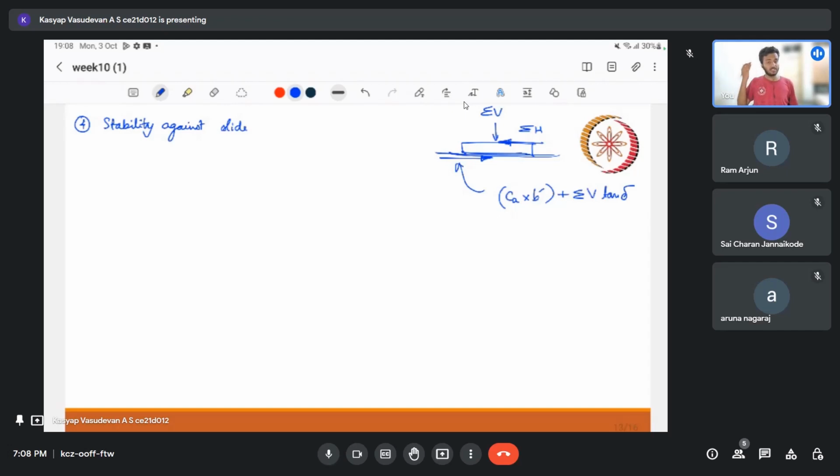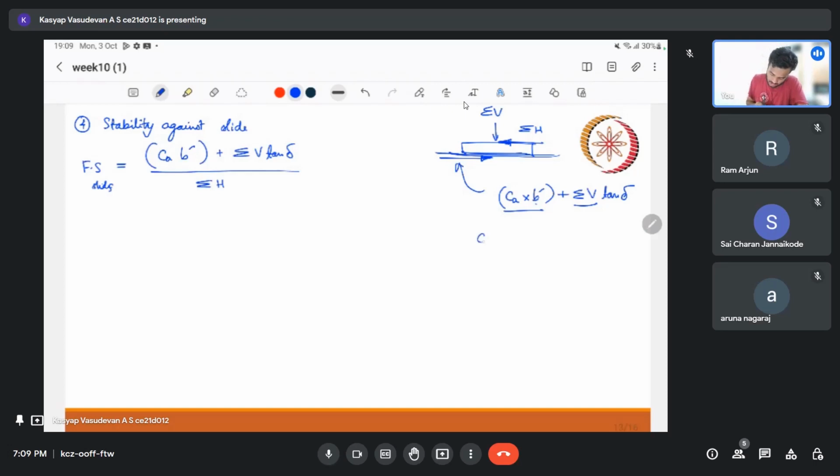I can write it in terms of stress. Here I am writing in terms of force. So in order to write in terms of force, I am writing it Ca into B. So this is a force, and this is already a force into tan delta. That is a frictional force resisting. So our factor of safety against sliding, I can write as Ca, that is adhesion, into B dash plus sigma V tan delta, divided by the driving force. This is a resisting force. Denominator we have driving force as sigma H.